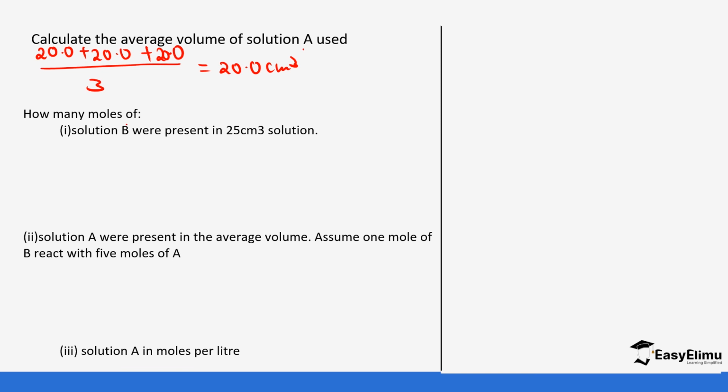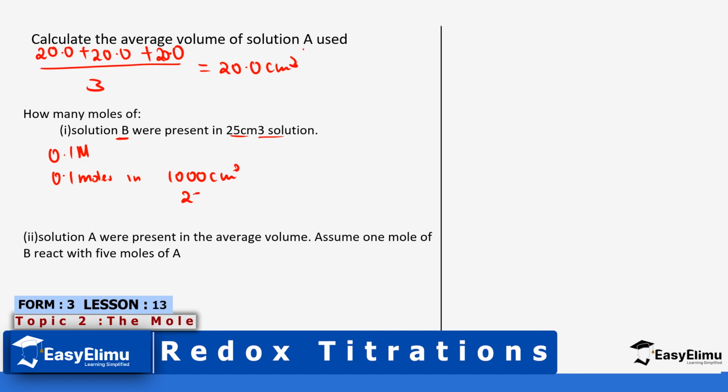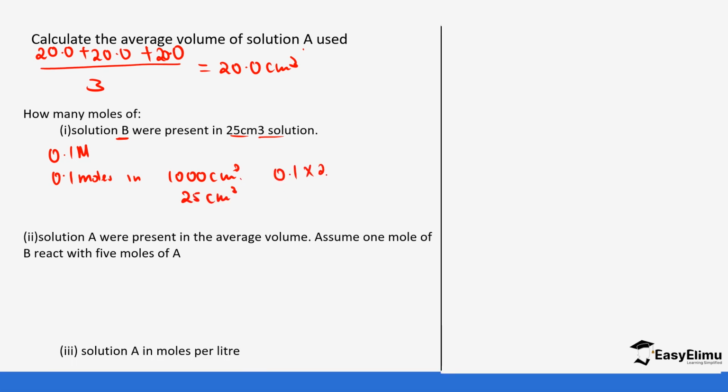The next question is how many moles of solution B, the iron salt, are present in the 25 centimeters cubed solution. We know the molarity of solution B is 0.1 molar. That means 0.1 moles were in 1000 centimeters cubed. So what about in 25 centimeters cubed? That is going to be 0.1 times 25. We divide by 1000, which gives us 0.0025 moles.